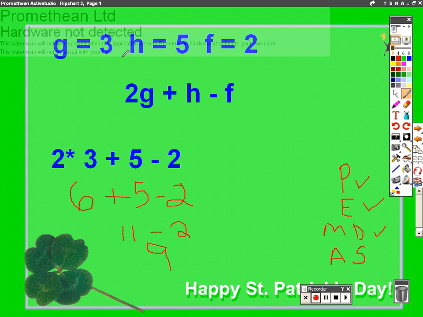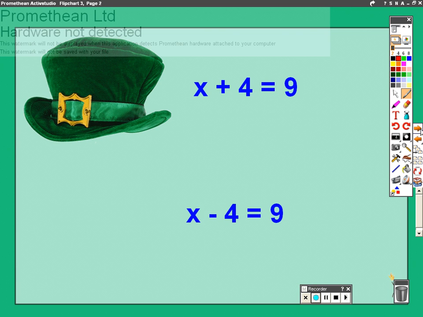All they're trying to do is see if you can substitute in properly, and if you know that 2g is a multiplication, and that you can do order of operations. They're testing two things: substituting into a formula and using order of operations. Let's move on. I have two one-step equations here.